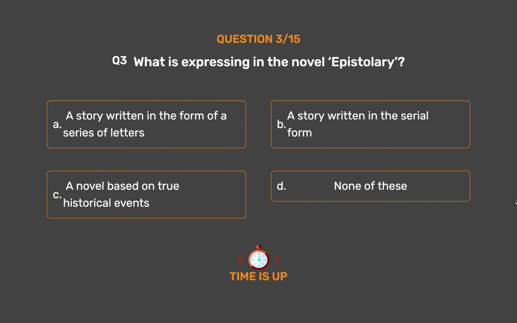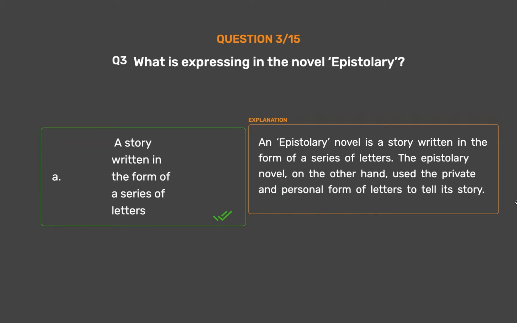The correct answer is Option A. A story written in the form of a series of letters. An epistolary novel is a story written in the form of a series of letters. The epistolary novel, on the other hand, used the private and personal form of letters to tell its story.